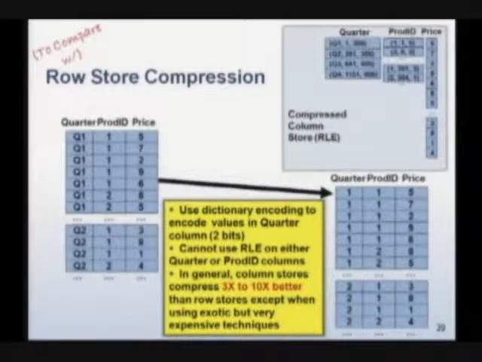Turns out, you take the same table and leave it as a row store and try to use run length compression. There are no runs to compress. You can use dictionary compression, but if you look at the stuff at the bottom right of your screen versus the top right, which is the compressed column store, you get almost no compression for this particular row store example. So it turns out there are some very exotic techniques that can be applied to row stores that will do pretty well, but never any better than a column store.